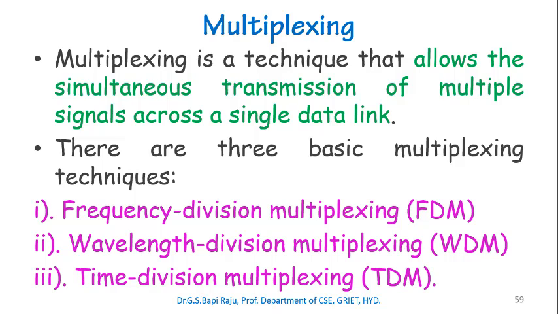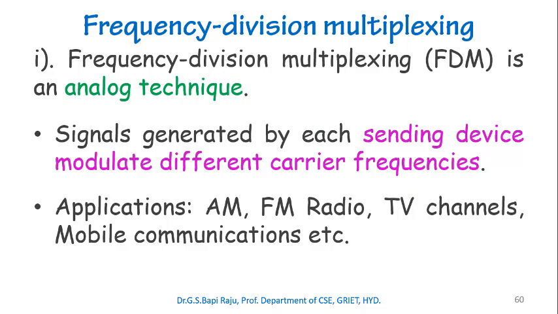Next, multiplexing. Multiplexing is a technique that allows the simultaneous transmission of multiple signals across a single data link. Multi means many, plexing means combining into a single output. There are three basic multiplexing techniques: frequency division multiplexing, wavelength division multiplexing, and time division multiplexing: FDM, WDM, and TDM.